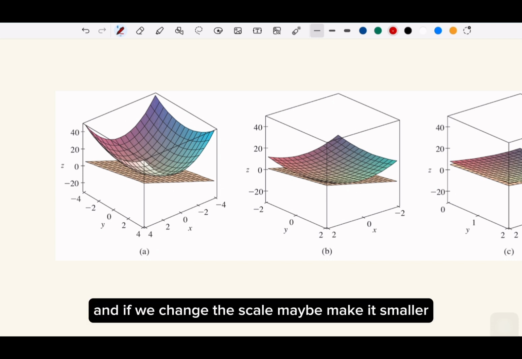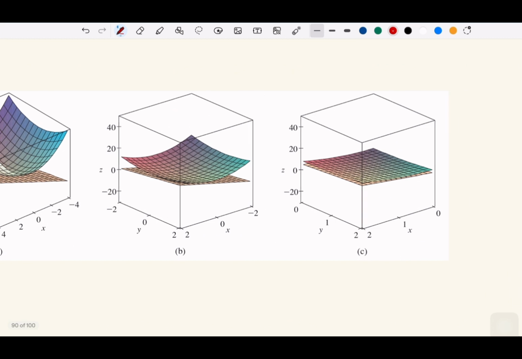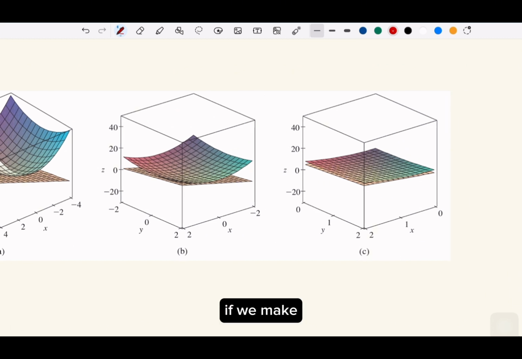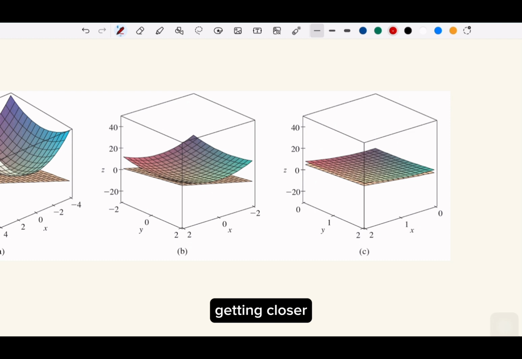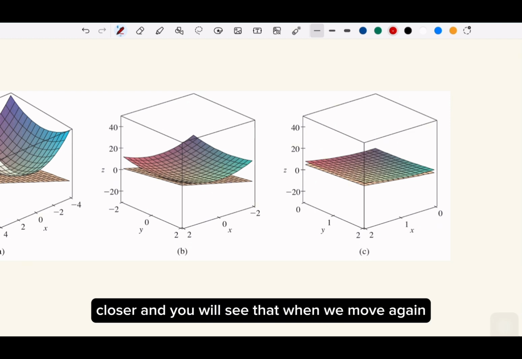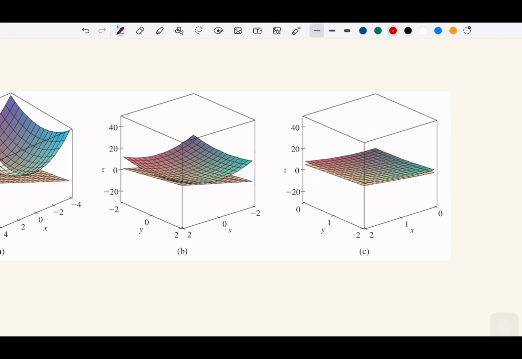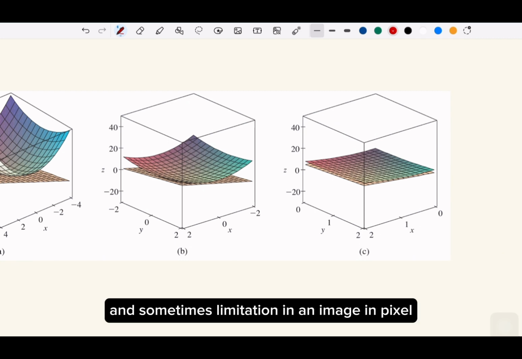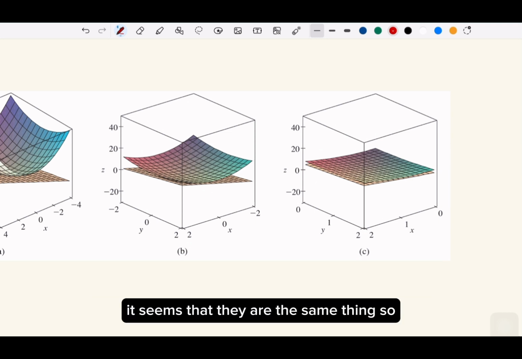And if we change the scale, maybe make it smaller, and then zoom in, the gap is smaller, right? If we zoom in again in the middle here, nearby the point, we see that the gap is getting smaller. It's getting closer. And when we zoom in further, we see the plane and the surface. Because we have some limitations in our eyes, and in the image pixels, it kind of seems like they are the same thing, right?